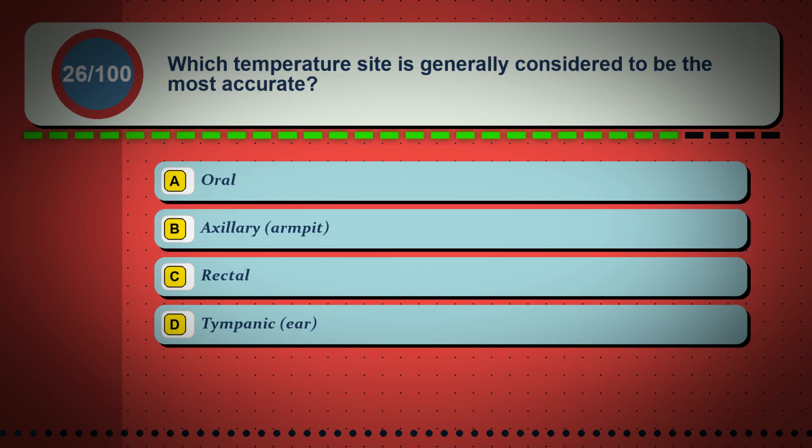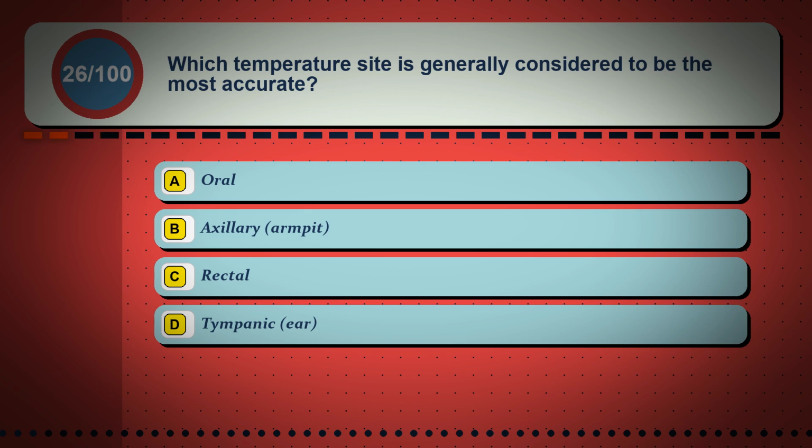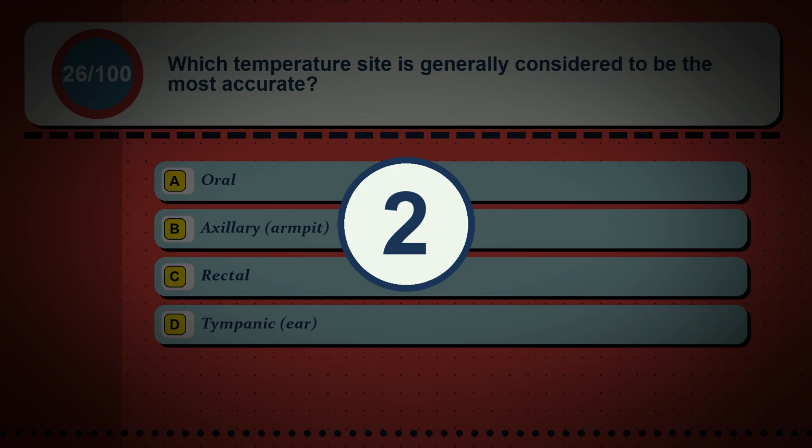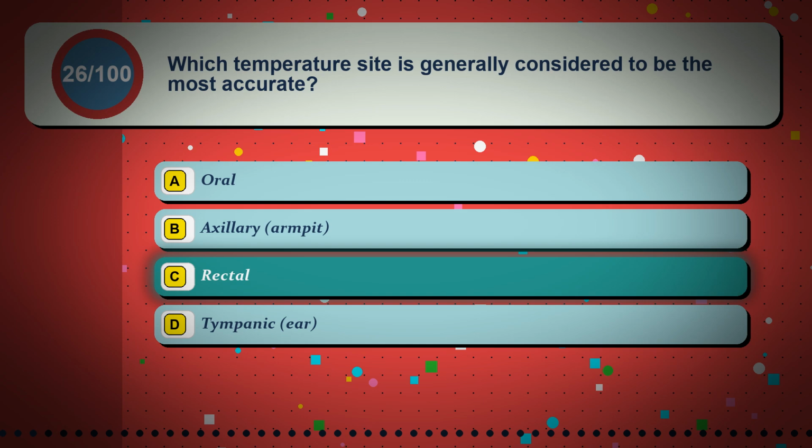Question 26. Which temperature site is generally considered to be the most accurate? Option A, oral. Option B, axillary, armpit. Option C, rectal. Option D, tympanic, ear. The correct answer is option C, rectal.